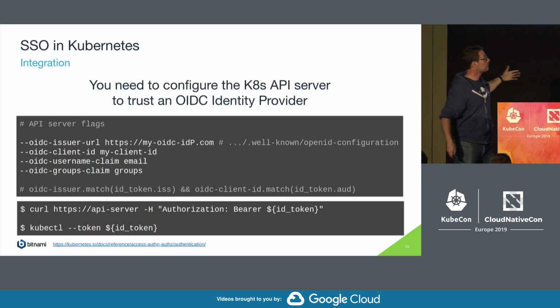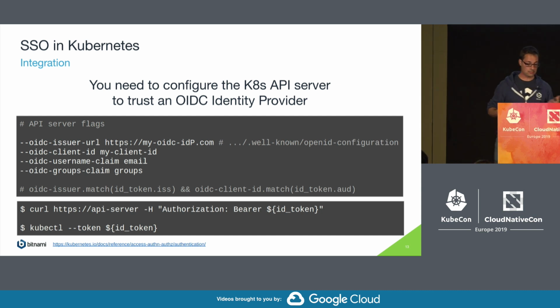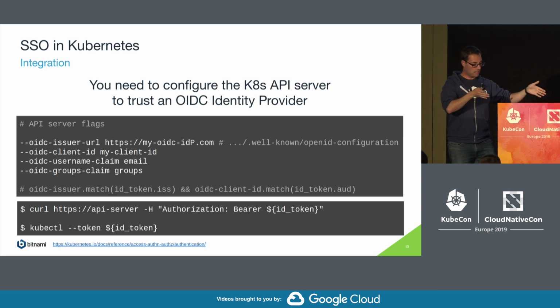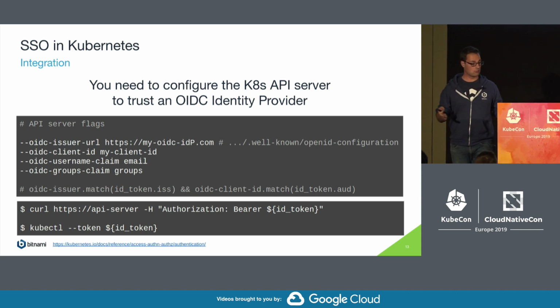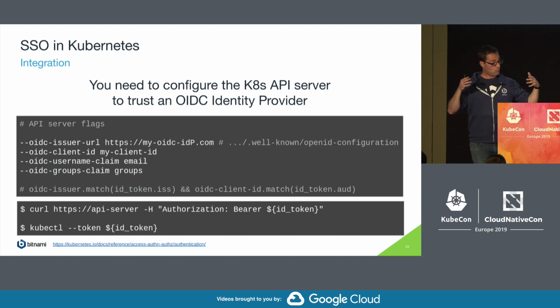So how do you configure this in Kubernetes? It is built in. You just need to use a set of flags. The most important ones are the first two, in which you say what's the identity provider that you want to trust, and what client should be in the issuer part. And then there are two optional flags that are basically saying how to extract the information you want from the token.